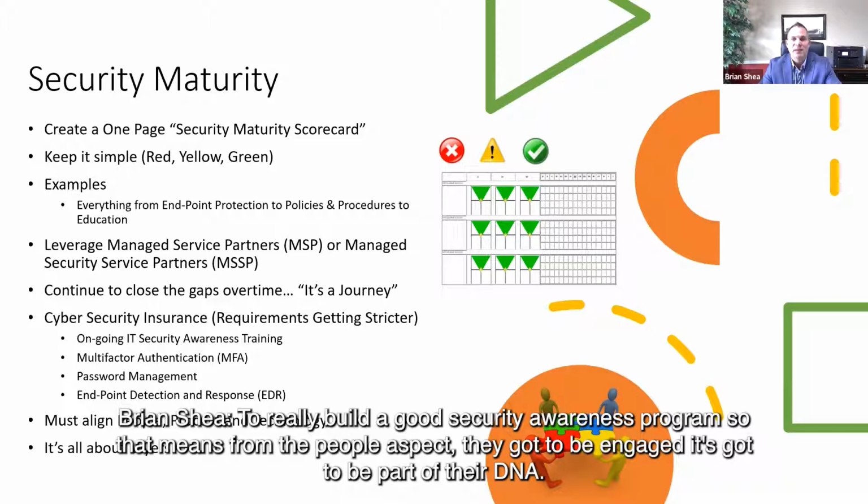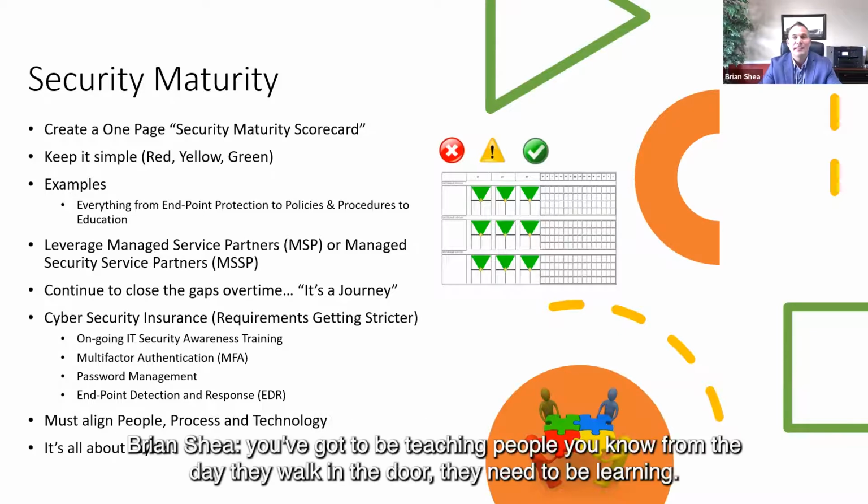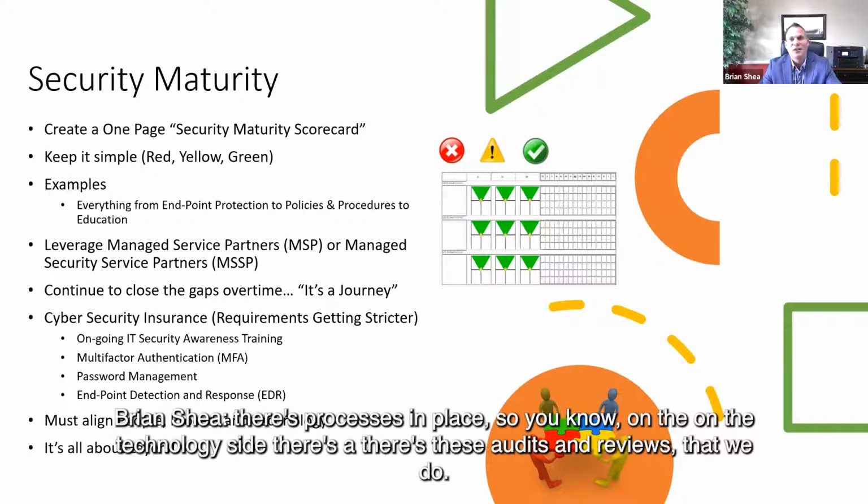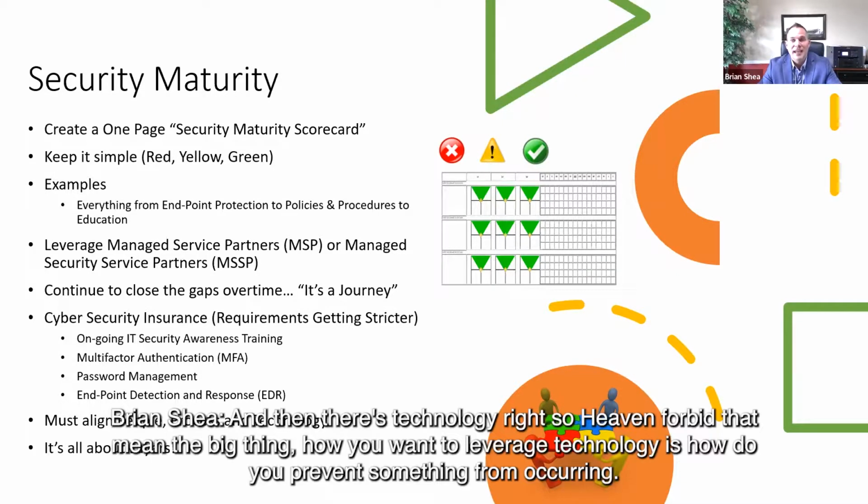From the people aspect, they've got to be engaged. It's got to be part of their DNA. You've got to be teaching people, from the day they walk in the door, about security, how to protect themselves, what to look for, what to ask. There are processes in place. On the process side, there are audits and reviews that we do. And then there's technology, right?